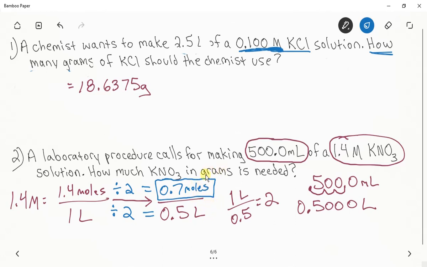So we need 0.7 moles for this laboratory procedure. But that's not what it's asking. The question is asking how much potassium nitrate in grams is needed. Grams, grams, grams. So we need to convert this 0.7 moles into grams. And the only way to do that is to go to the periodic table with KNO3 and find out how many grams per mole it weighs, and then we can find out how many grams are in 0.7 moles. So let's go to the periodic table.